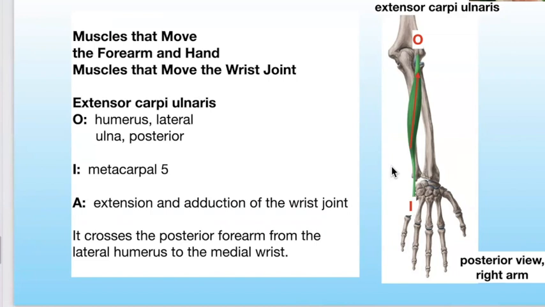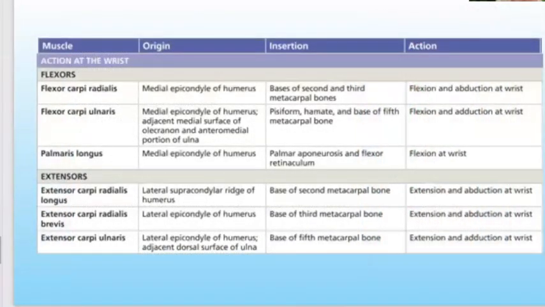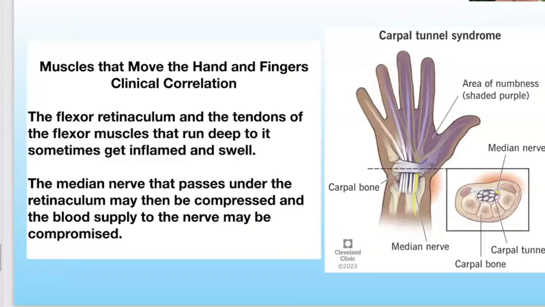And remember, if you held your hand straight up and then just tipped the hand from side to side, like a royal wave, you're talking about abduction and adduction of the wrist joint. Now, here's a table for your learning, and here's a clinical correlation.